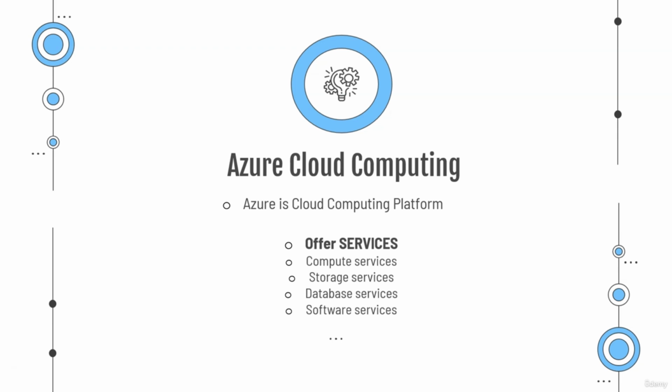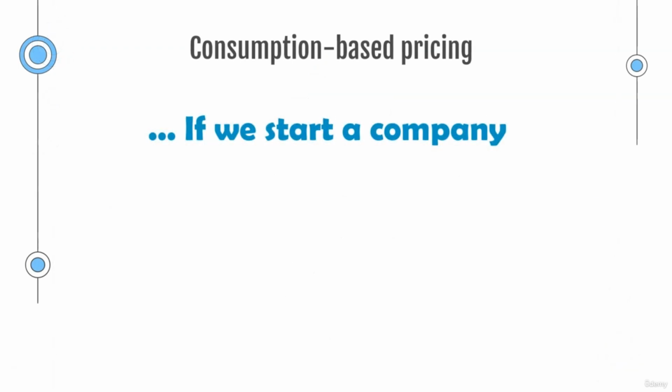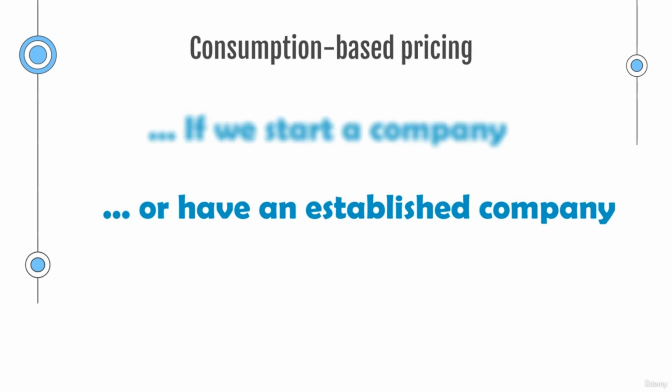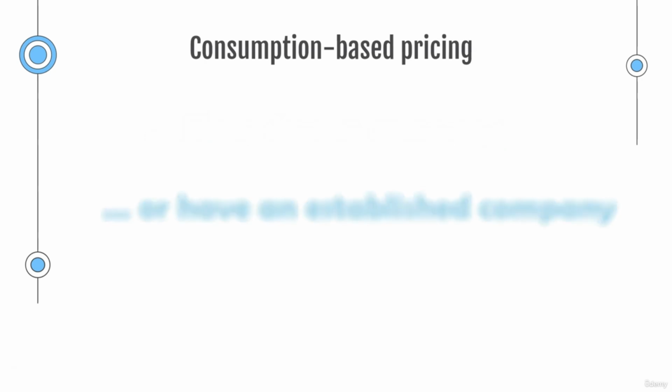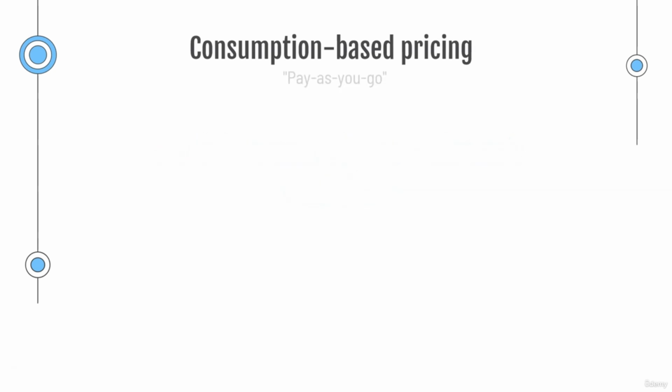Of course, later on we'll talk in much more detail about these different types of services and what are the different resources that we can use in Azure. But first of all, why do we actually need this? Of course, if we want to start a company, or maybe we already have an established company, we need to have access to different resources like a database, or we need maybe compute power, or we need to store data somewhere. And if we do have this need, we have two options.